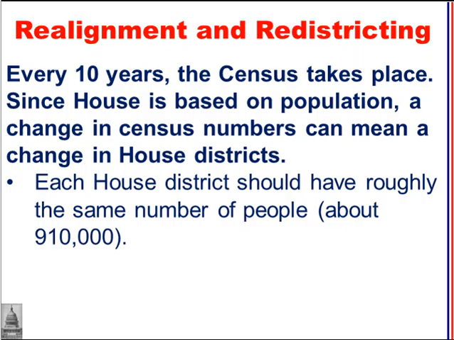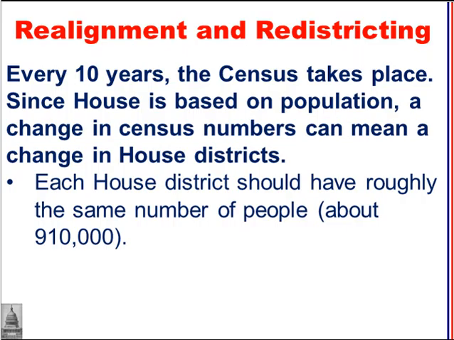Now, these are some really, really important terms, and they're fascinating. Realignment and redistricting. Every 10 years, the census takes place. We know that the Constitution mentions the census taking place every 10 years. Since the House is based on population, a change in census numbers can mean a change in House districts. The Senate is based on equal representation, so changes in state population don't really affect the Senate, but they do affect the House. Each House district should have roughly the same number of people, and that's about 910,000 people. Some districts have more, some have less.